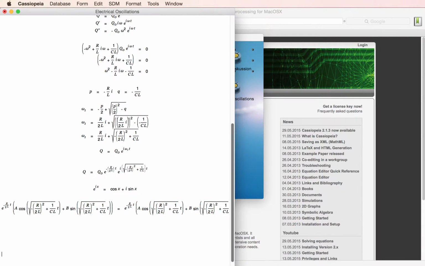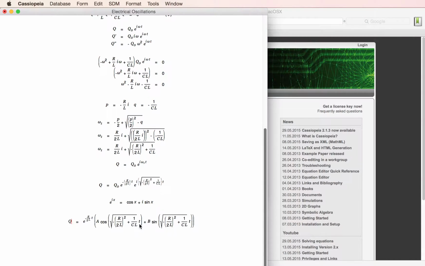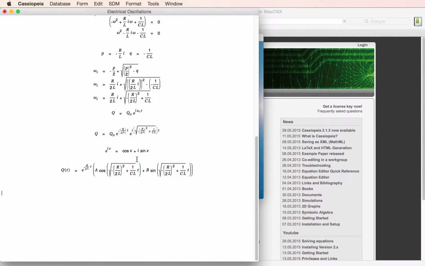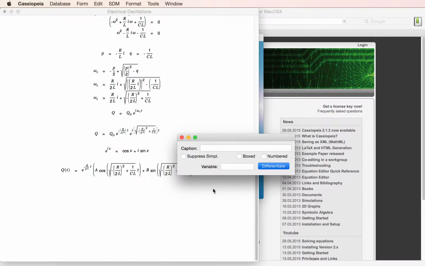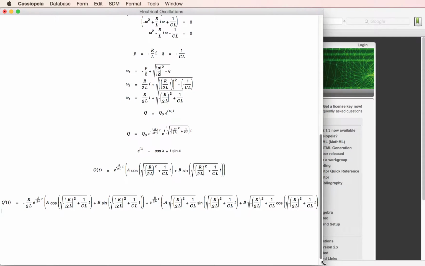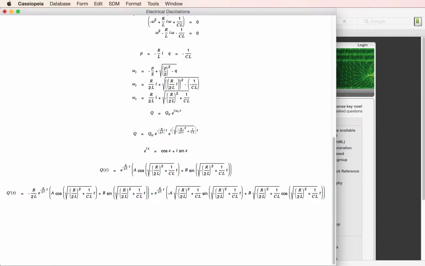Oh, that's not what we had in mind. Q of t. Let's take the first derivative of this equation to get the current. Cassiopeia can do this for us. Oh, that gets nasty. Never mind. Luckily did not have to do that by hand.